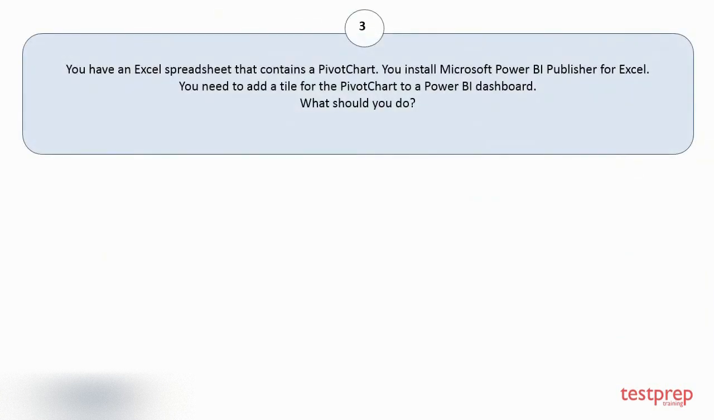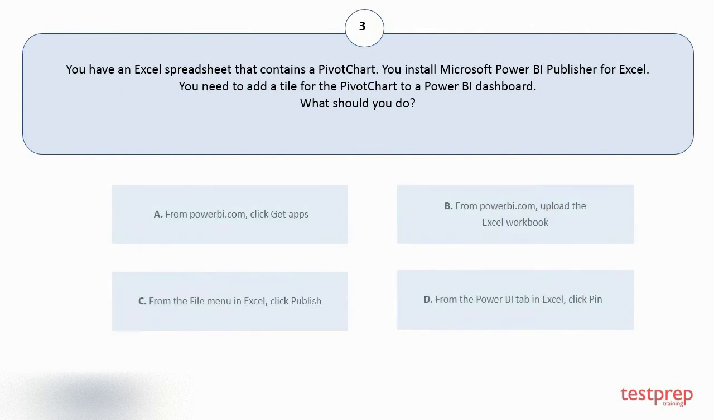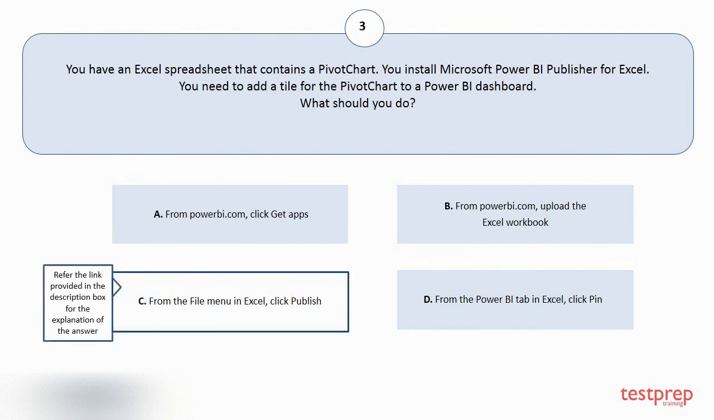Question number 3. You have an Excel spreadsheet that contains a pivot chart. You install Microsoft Power BI Publisher for Excel. You need to add a tile for the pivot chart to a Power BI dashboard. What should you do? Your options are A. From PowerBI.com, click Get Apps. B. From PowerBI.com, upload the Excel workbook. C. From the File menu in Excel, click Publish. D. From the Power BI tab in Excel, click Pin. The correct answer is option C.